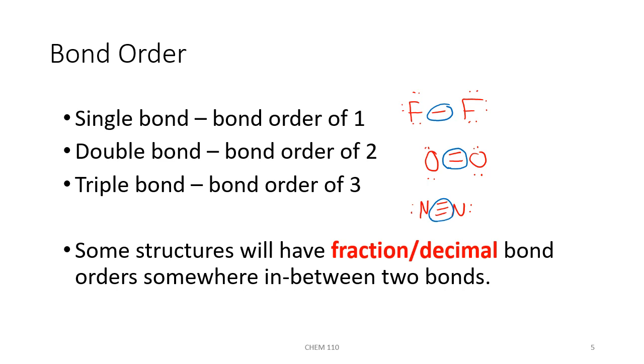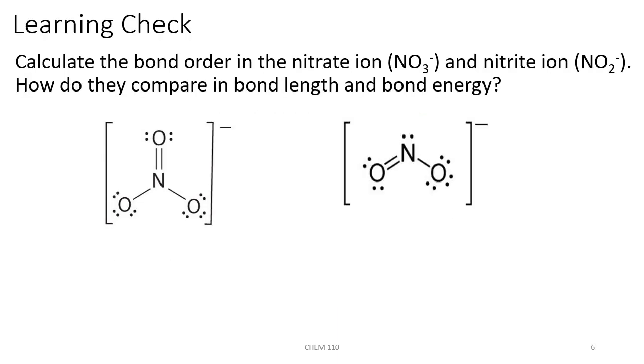Some Lewis structures that we draw actually have fractional or decimal bond orders that fall somewhere in between 2 bond lengths. Calculate the bond order in the nitrate ion NO3- and the nitrite ion NO2-. How do they compare in bond length and bond energy?